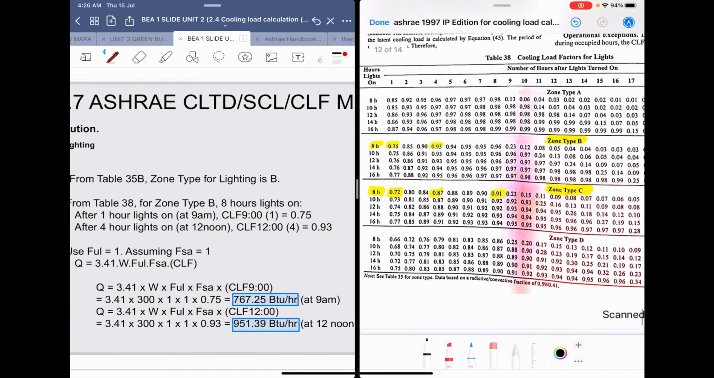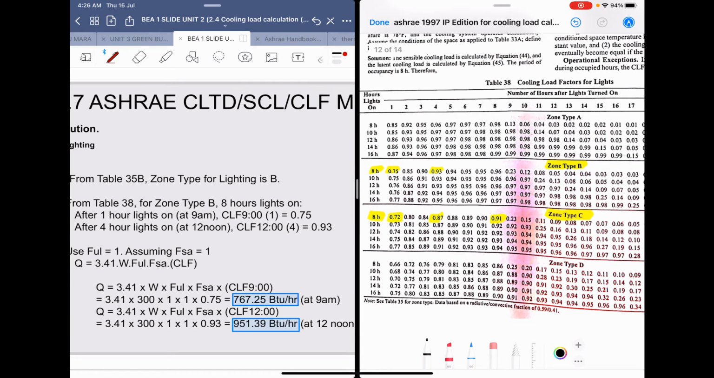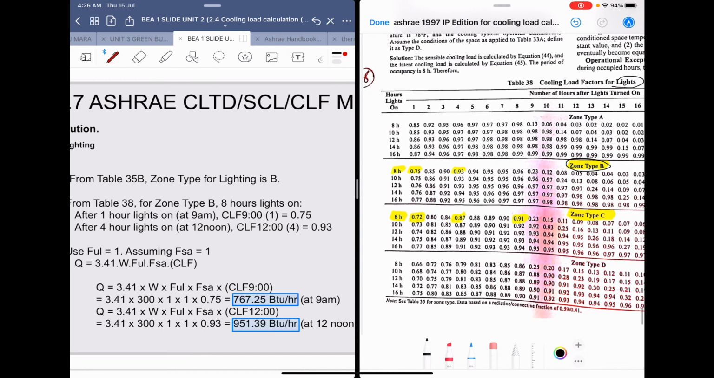Table 38. Okay, so go for the cooling load factor for light. This is zone type B, and then 8 hours operation. So as I mentioned, 1 hour after 8, the CLF is 0.75 at 9 a.m., and 10 a.m. 0.85, 11 a.m. 0.90, while 12 noon is 0.93.